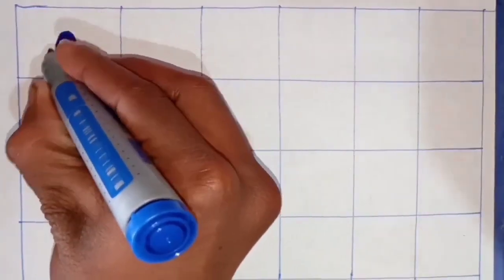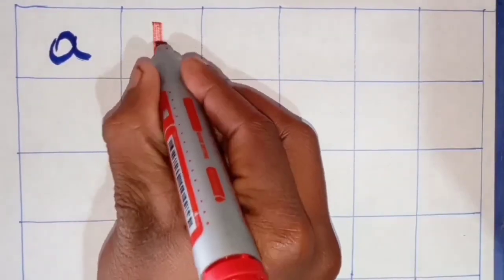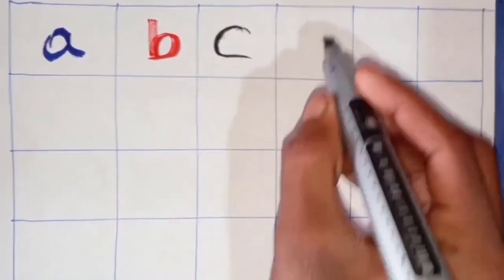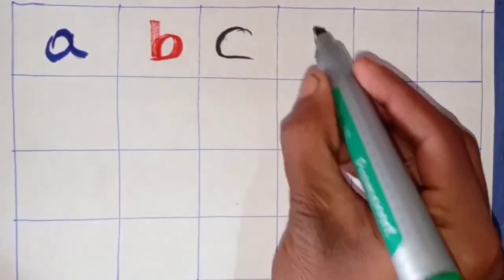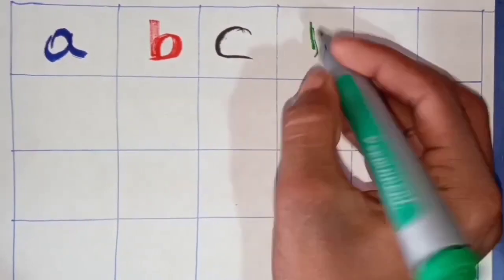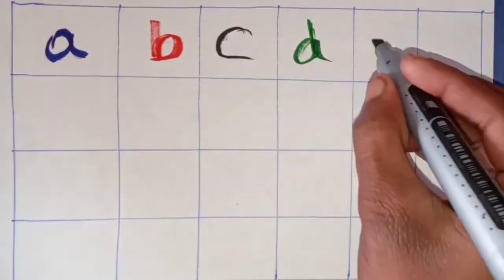Blue color A for apple. Red color B for ball. Black color C for cat. Green color D for dog.